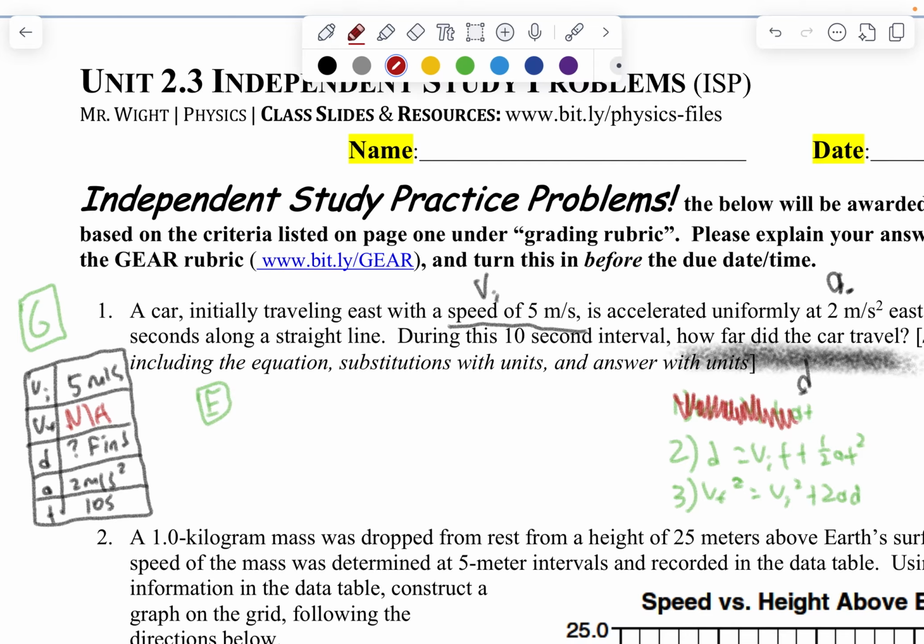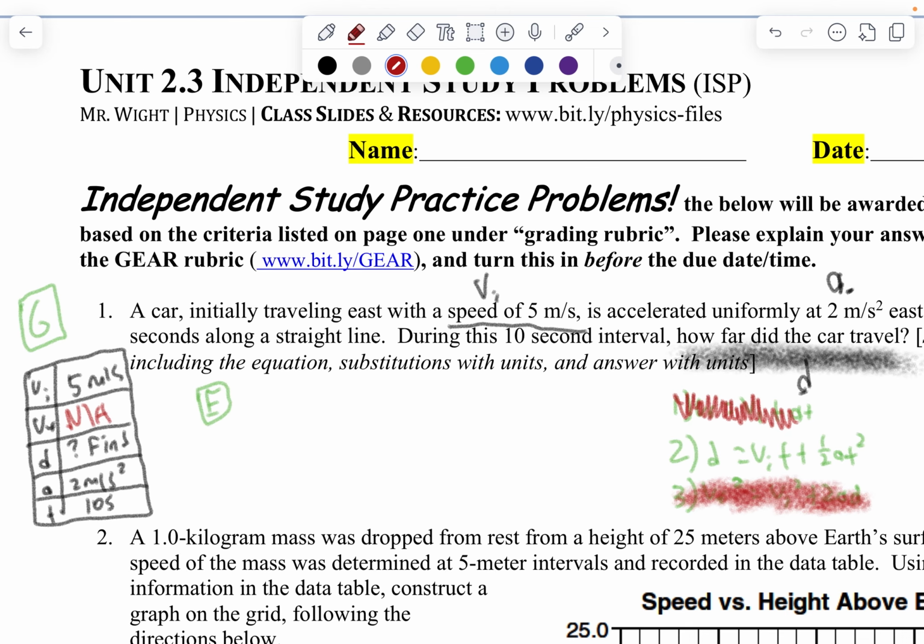But then we have 2 left, and so how are we going to pick between those? Well, what do we not have? We are not given final velocity. Remember, we were not given anything about that in the problem. And because of that, we do not want to use the equation that has final velocity. So which of these has final velocity? Number 3. So we do not want to use number 3. We do not want to use the equation that has the variable we weren't given, right?